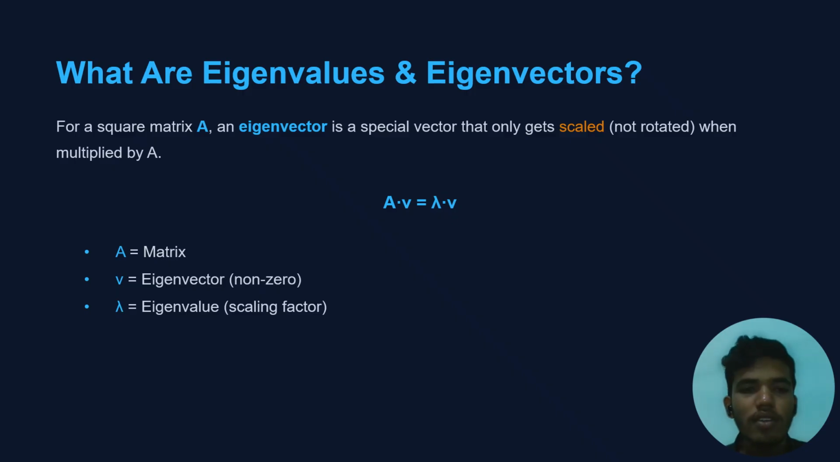What are eigenvalues and eigenvectors? Generally, we perform operations and use a matrix for applying eigenvalues and eigenvectors. For a square matrix, an eigenvector is a special vector that only gets scaled, not rotated, when multiplied by A. This means an eigenvector is a special vector that doesn't change its direction when it undergoes transformation. Other vectors may change direction, but eigenvectors don't change direction even after transformation. Hence, we use eigenvectors in our study.